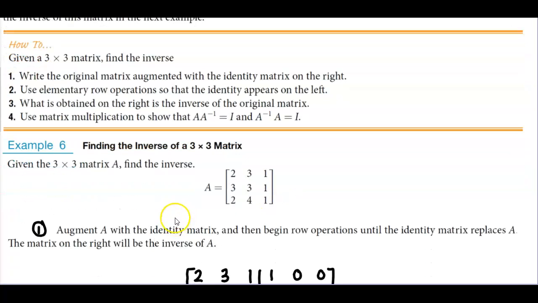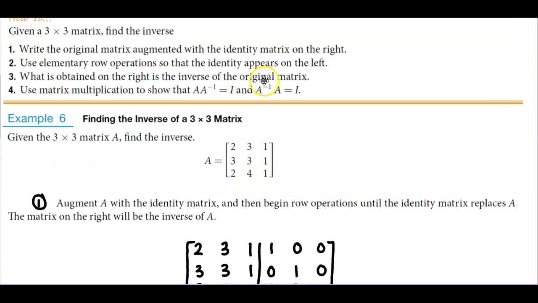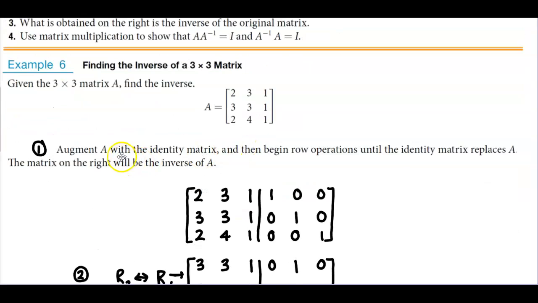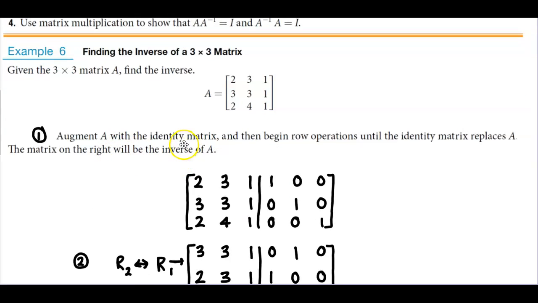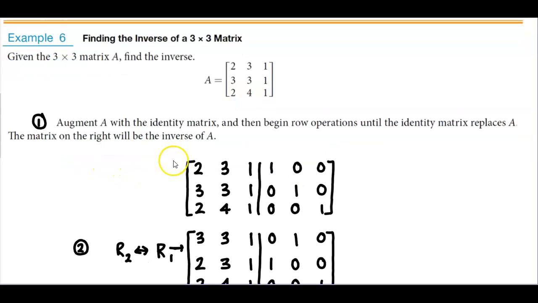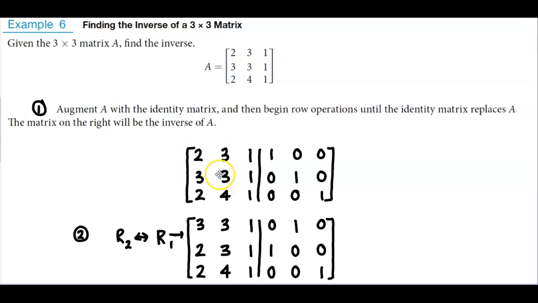So let's find the inverse of the 3 by 3 matrix. In step 1, we're going to augment A with the identity matrix and then begin row operations until the identity matrix replaces A. The matrix on the right will be the inverse of A. So here's our matrix on the left-hand side, 2, 3, 1, 3, 3, 1, 2, 4, 1. On the right side, we have our identity matrix with a diagonal of 1s and 0s everywhere else.